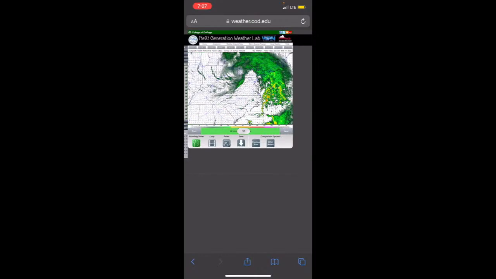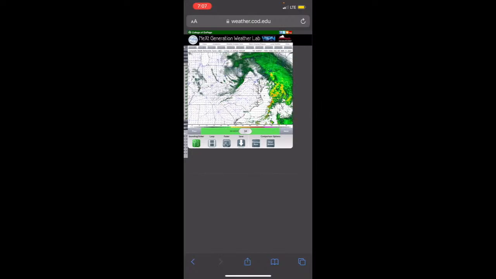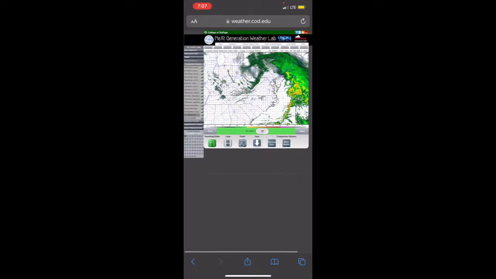Okay, so anyway, a major coastal storm is expected. However, even though it looks like we're going to get a lot of snow, let's look at the surface temperatures.